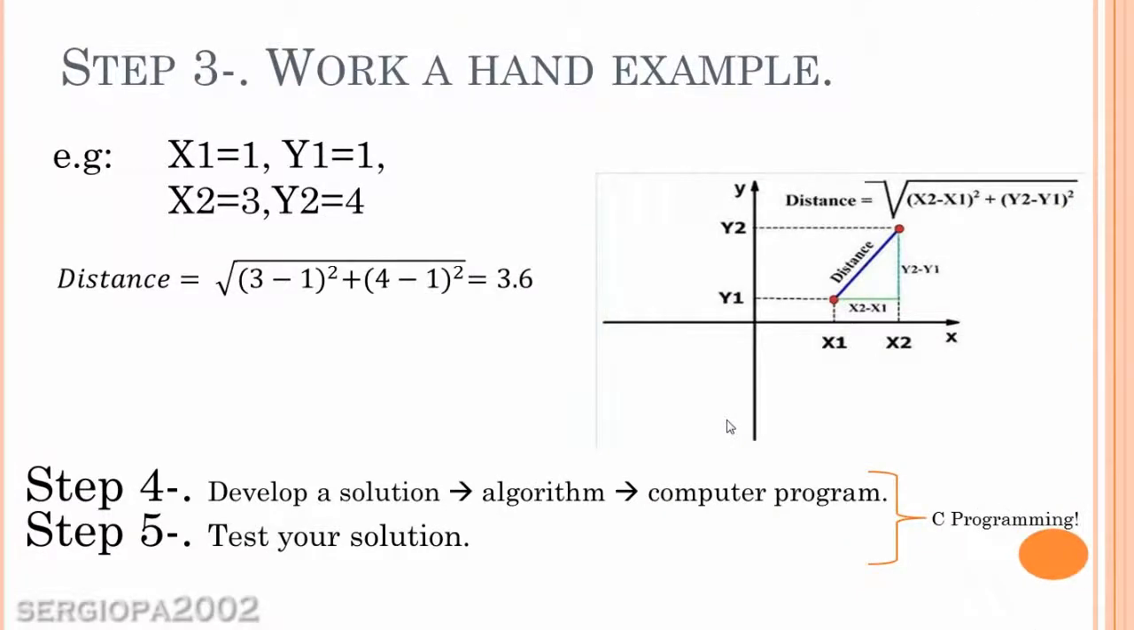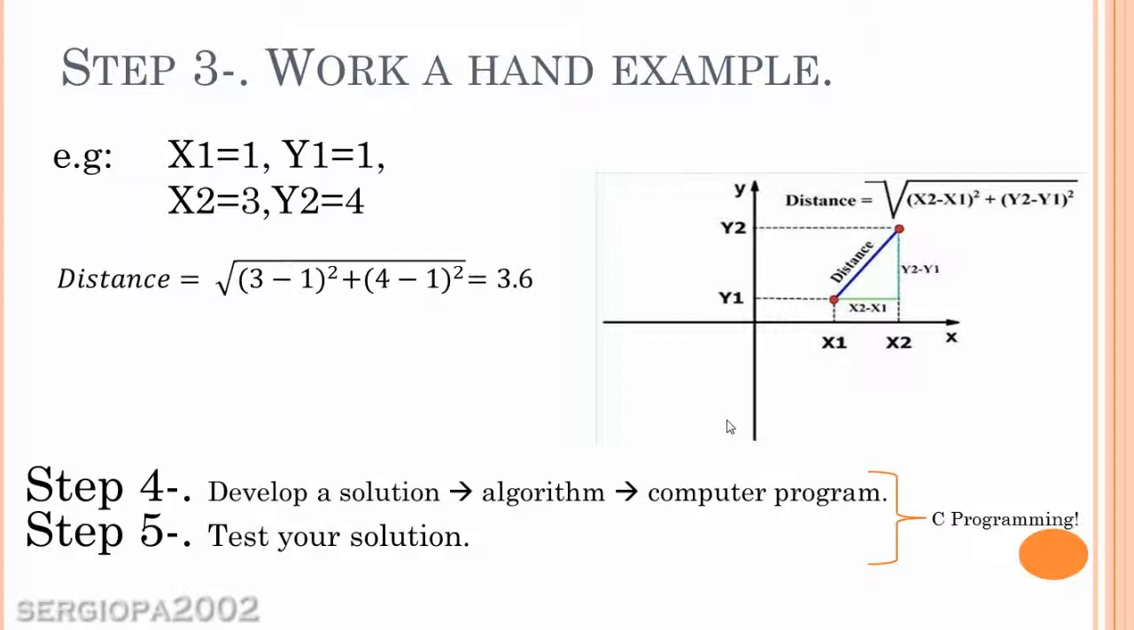Now the next step, the third step, will be work a hand example. So let's say we have these 2 set of points, 1, 1, and the next point is 3, 4. We plug that in our formula for distance, and we obtain the distance, which is 3.6. So very simple. Now that we know how to solve the problem by hand, then we can develop a solution using a computer algorithm or a program, which will be step 4. And when that is done, the final step is to test our solution.